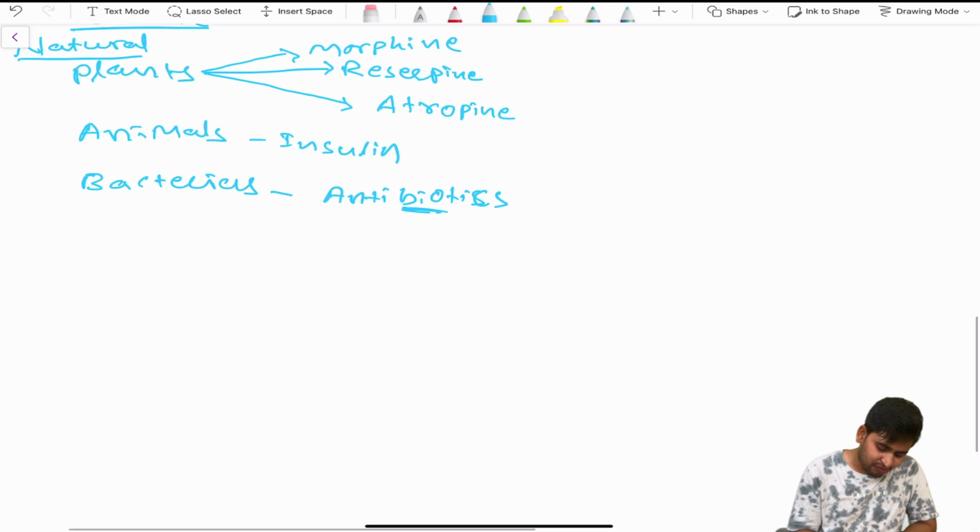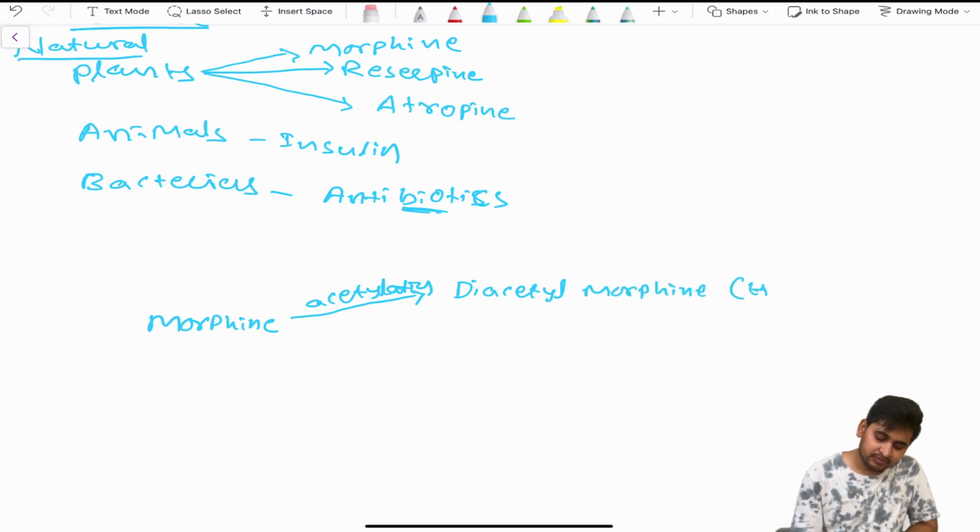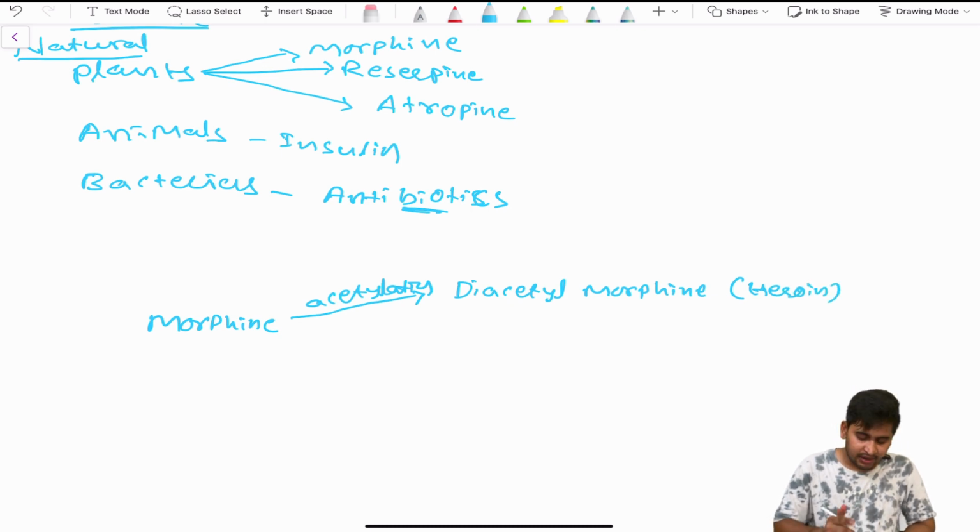Some scientists have taken morphine, and upon acetylation of this morphine, they prepared diacetyl morphine. Diacetyl morphine is called heroin.